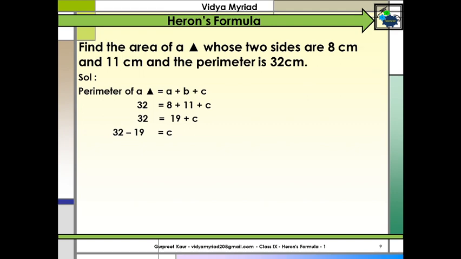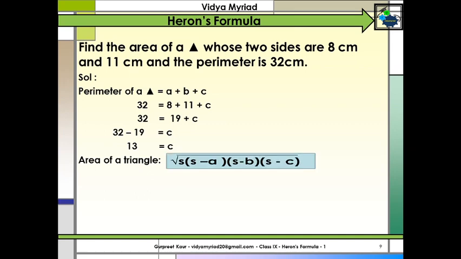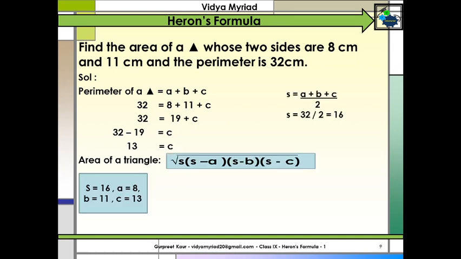So let me find it out for you. Your third side comes to 13. Now I have all the sides A, B and C, so I can easily use Heron's formula. Find out S, A, B, C. Now what is S? S is 16.